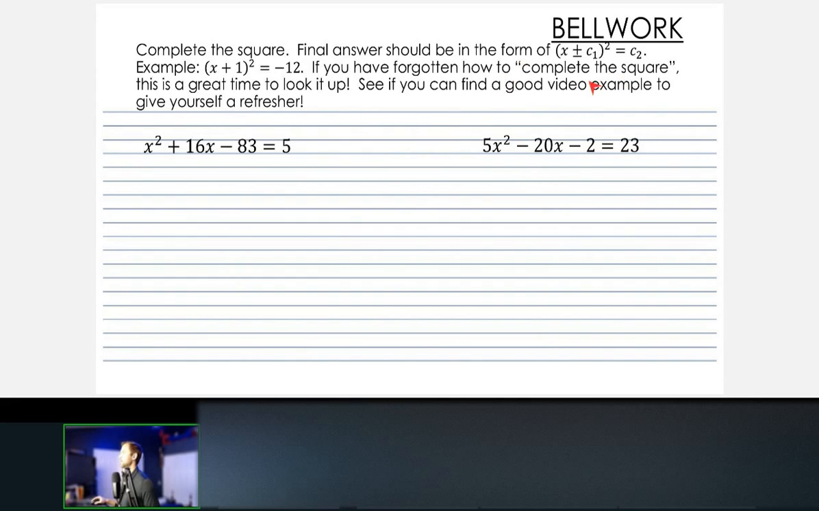If you've forgotten how to complete the square, make sure you look it up somewhere. Probably YouTube, your best and fastest bet. But I will quickly run through these. All right, so we're going to take that 83 and we're going to move it to the other side.